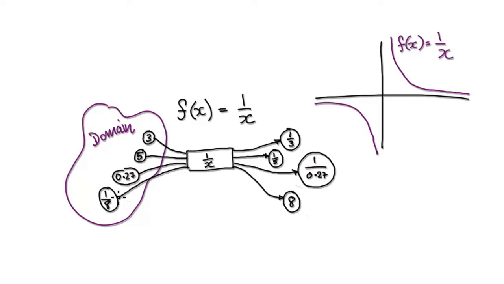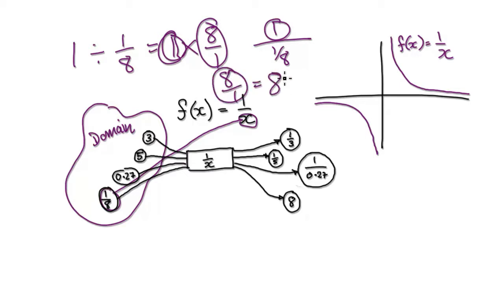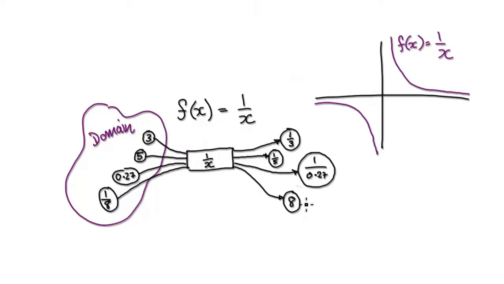If you put in the number 1 over 8, it will spit out the number 8, because if you put this into here, it would be 1 divided by 1 over 8. Well, this number here, 1 divided by 1 over 8, equals 1 times 8 over 1. Well, 1 times anything will be the same as this, and then this is the number 8. We've seen this before. I'm expecting you to know this.